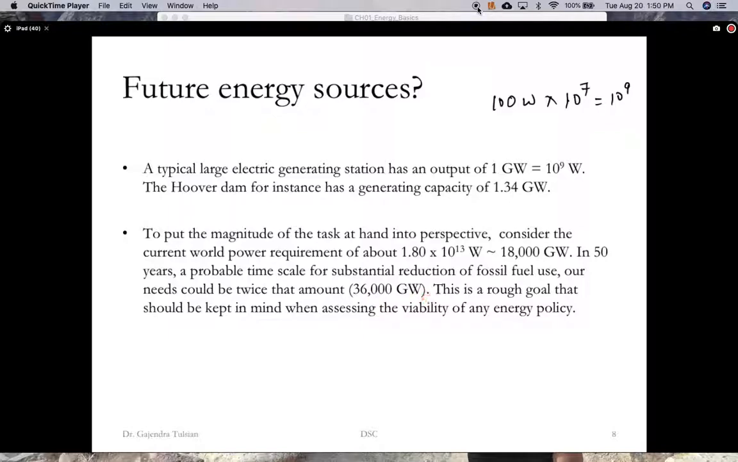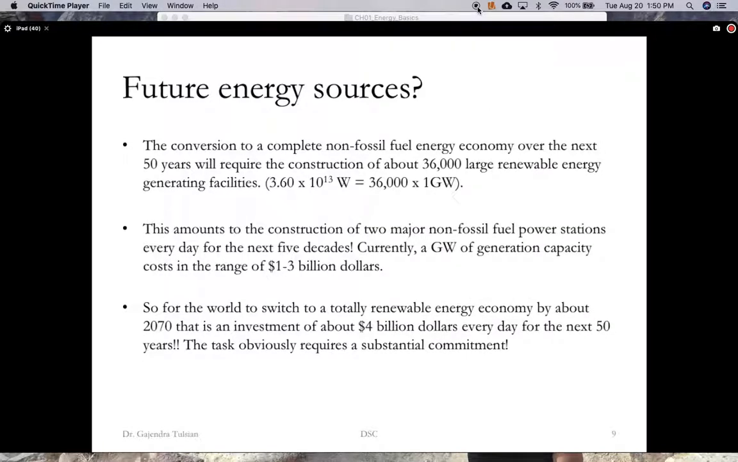So this is a rough goal that should be kept in mind while we're evaluating energy policy. In 50 years, the world, let's say, requires 36,000 Hoover dams, and if we want to run all of that from renewable sources, here's what will need to happen. The conversion to a complete non-fossil fuel economy over the next 50 years will require the construction of 36,000 large power plants.